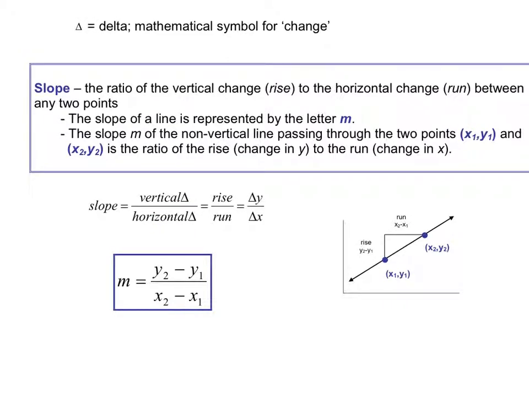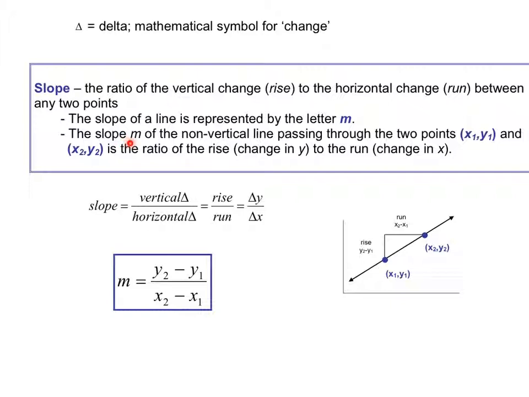All right, this needs to be in your notes. First of all, delta looks like a triangle. Delta is a mathematical symbol for change. So make sure you know that when you see the word or the symbol delta, that means change. Slope. Slope is the ratio of the vertical change, rise, to the horizontal change, run, between any 2 points. The slope of a line is represented by the letter m.